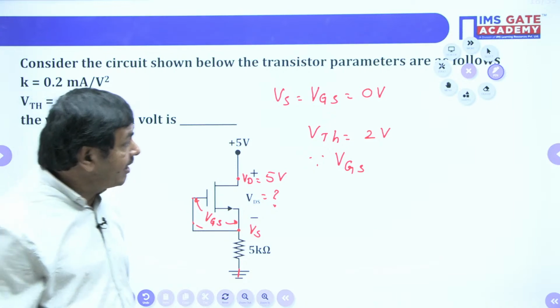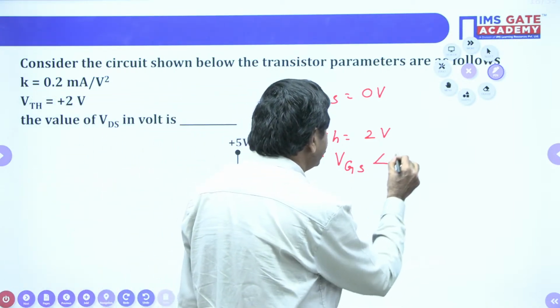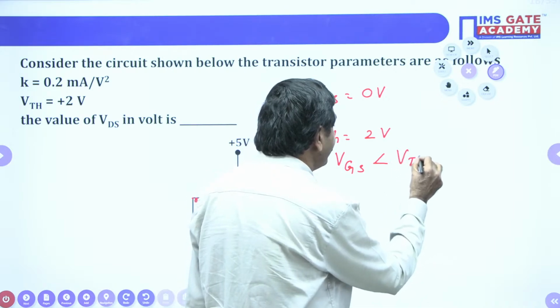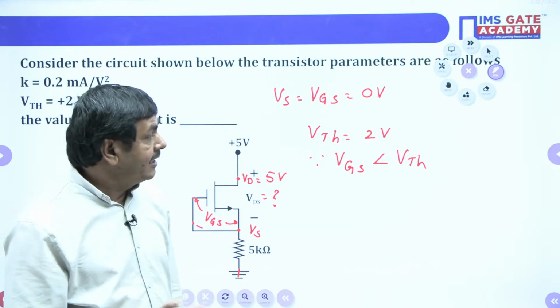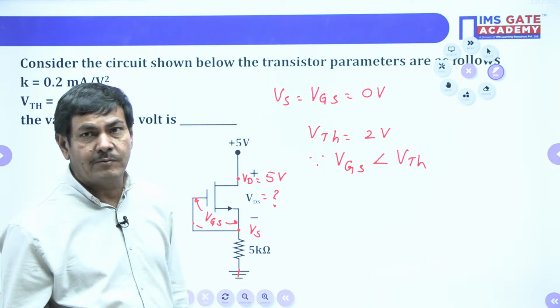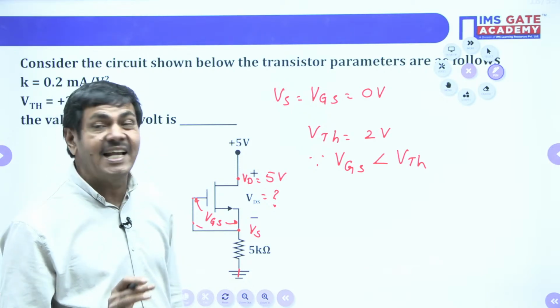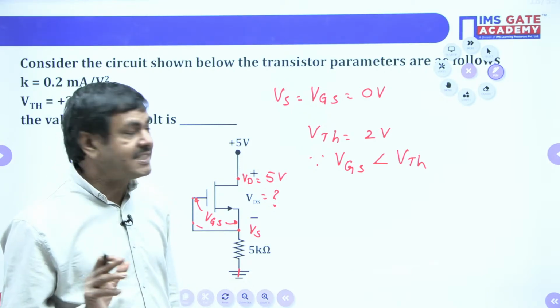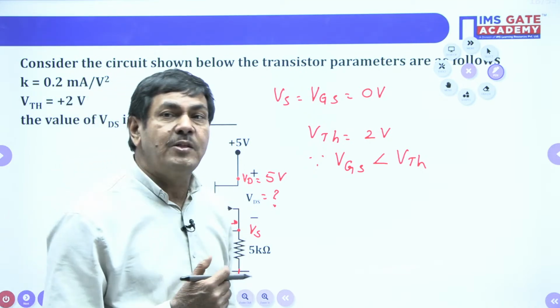But here we are not finding VGS greater than VTH. VGS is less than the threshold voltage. Whenever VGS is less than threshold voltage, we cannot find any current in the network. The MOSFET will be in the off state. That means no channel will be formed to have current from drain to the source.